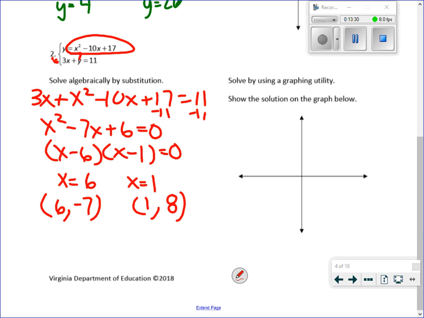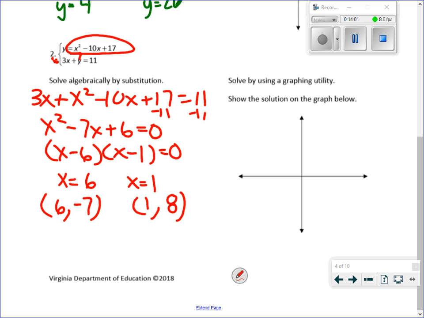One thing we always want to make sure we're doing is writing our answers as ordered pairs, because there's a point where they're intersecting. So you should be writing it as a point, because you don't want to just write x equals 6, x equals 1, y equals -7, y equals 8. That's not showing that the 1 is going with the 8 or that the 6 is with -7. So make sure you're writing each of those as points. Any questions so far?